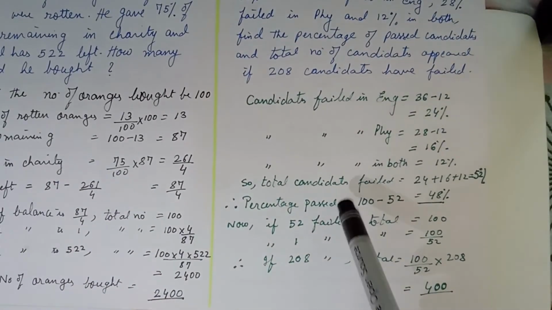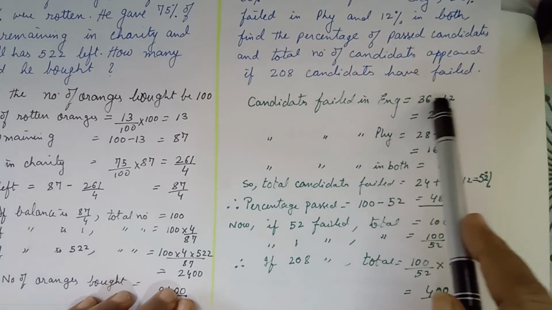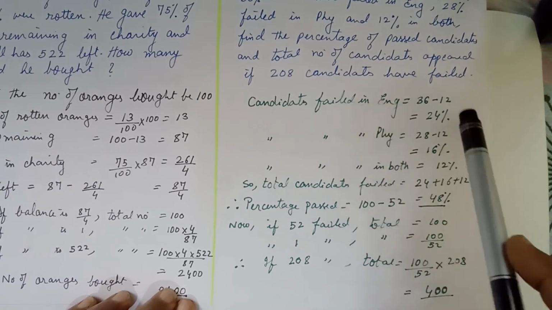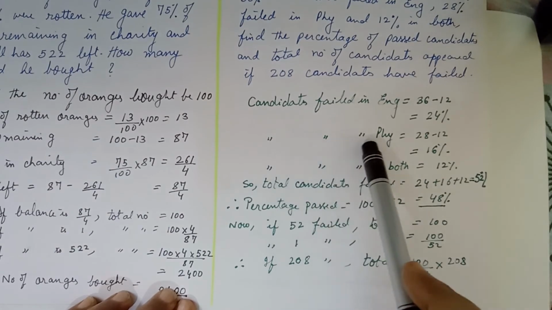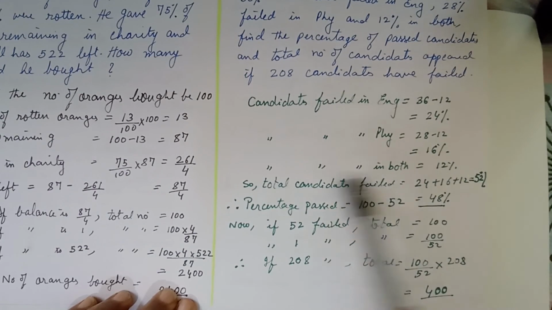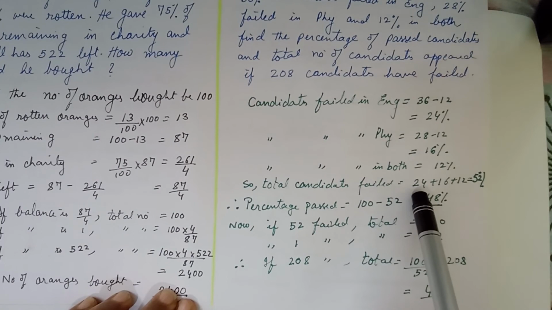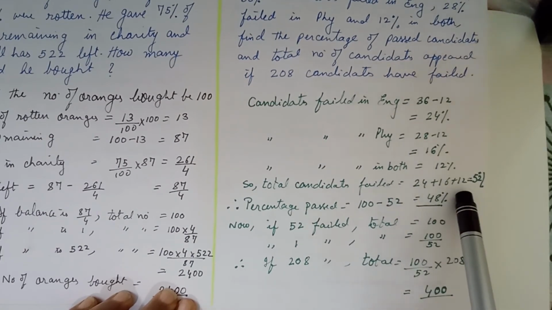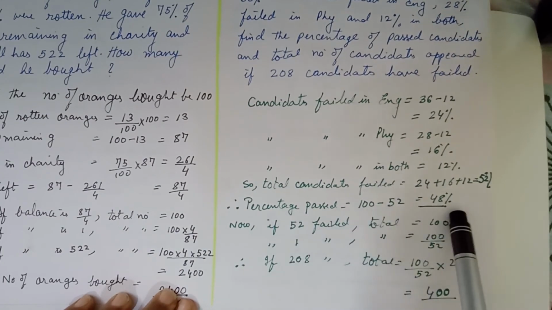So the explanation is the candidates who failed only in English are 36 minus 12, because according to the question 12 have failed in both. So we are subtracting that both part and only English is 24. Similarly, the candidates who failed in only physics, again we subtract and find out, and in both is 12%. So the total percentage of candidates who failed should be the percentage failed in only English, only physics, and in both, which gives you 52%. So how many passed? Subtract from 100, 48% passed.